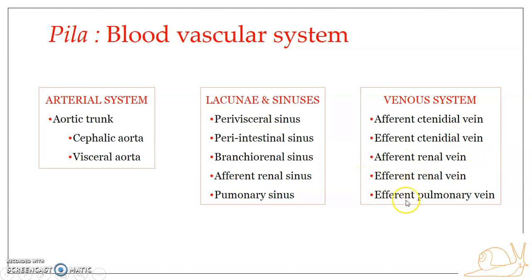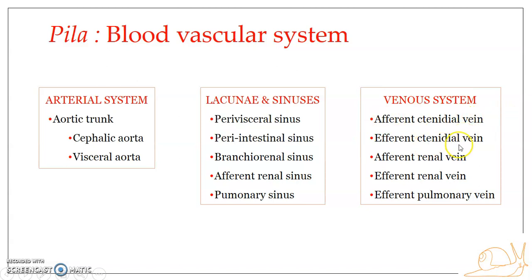Now the efferent pulmonary vein, this also we have already come across. This takes blood from the pulmonary sac, the pulmonary sinus, to the auricle. We can just go through that once again. The afferent tinnidial vein takes blood towards the tinnidium. It collects blood from the perivisceral sinus, branchiorenal sinus, and various other parts of the body, and carries it to the tinnidium for getting it oxygenated.